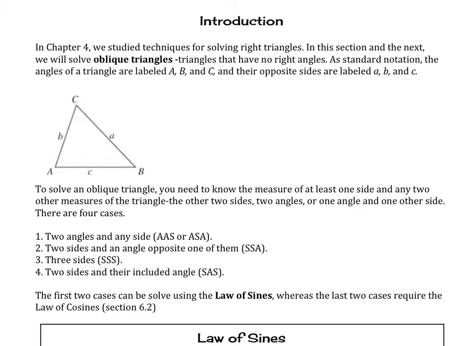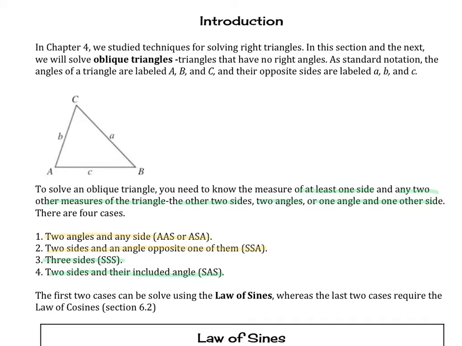To solve an oblique triangle, you need to know the measures of at least one side and then any two other measures of the triangle. That could be the other two sides, two angles, or one angle and one other side. Here are the four cases. So two angles and any side, that's angle, angle, side, or angle, side, angle, and two sides and an angle opposite one of these, so side, side, angle, or three sides, side, side, side, and two sides and their included angle, side, angle, side.